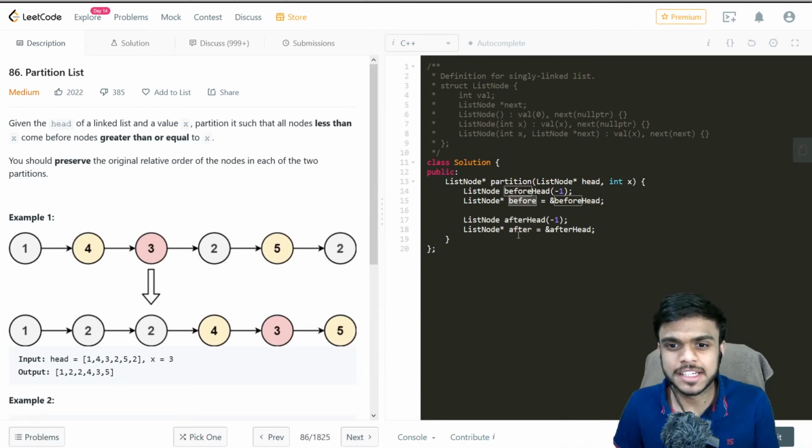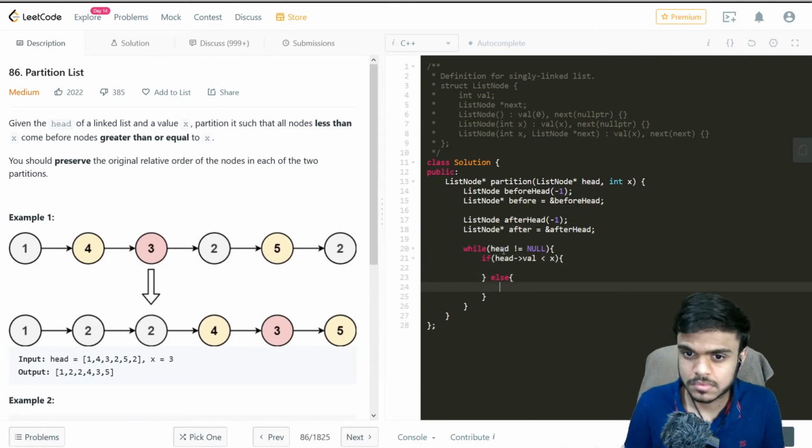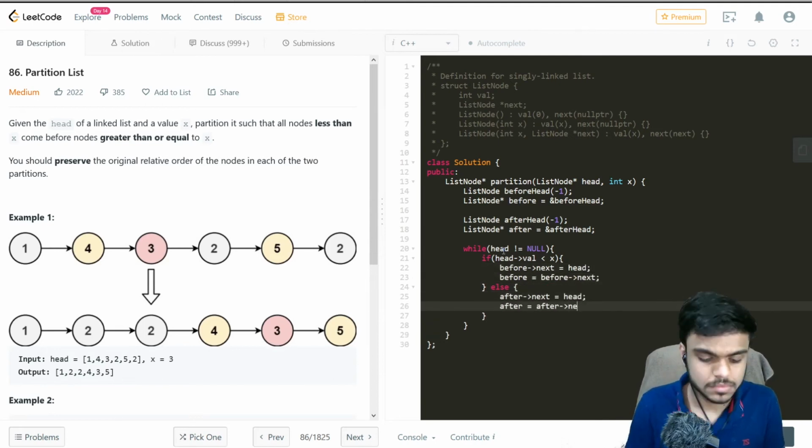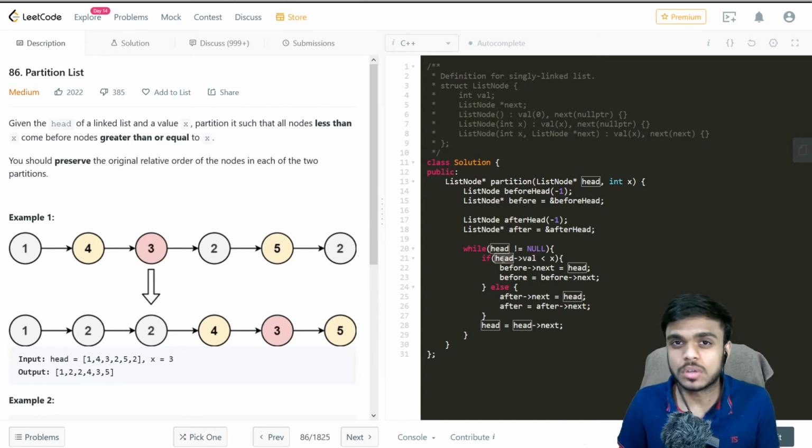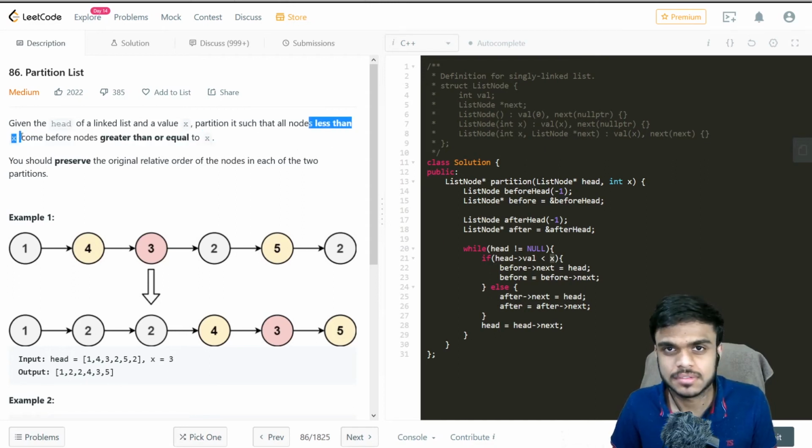Now let us start implementing the next part, where we will iterate and update the two lists with these dummy nodes and the pointers. What we have done here is simply iterating, in the very standard way of iterating a linked list, while the head is not null. While iterating, we are checking whether the value at which we are currently present is less than x, because that is the condition we are given, that all nodes less than x come first.